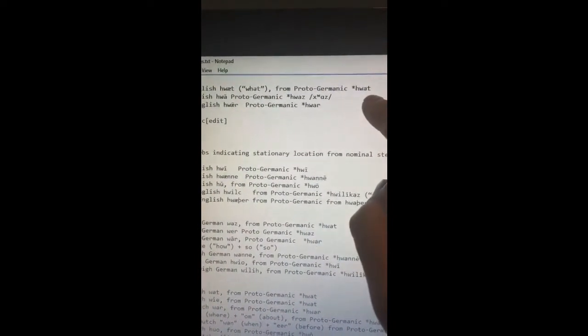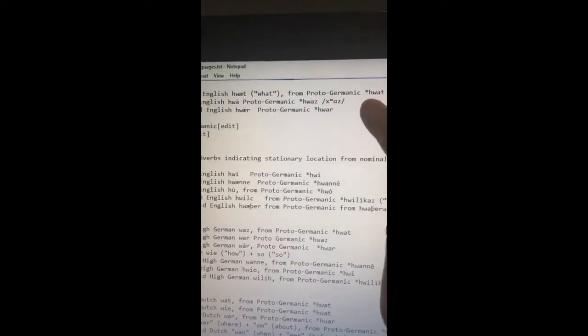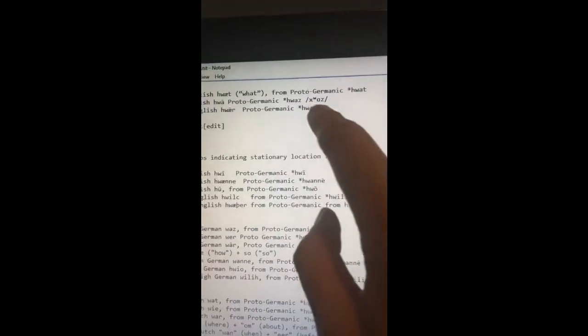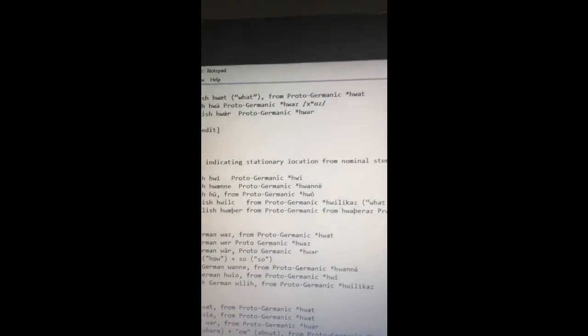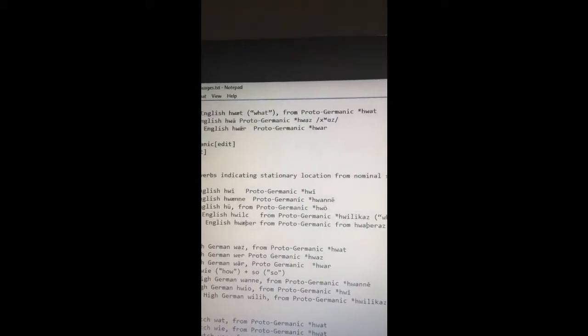What it actually comes from is a version of the word "hwas" in Proto-Germanic. There it is. "Hwas" was the Proto-Germanic word for "what". But now what happened is that we've got different cases. If you don't know, the cases are nominative, accusative, dative, genitive, and those just tell you what role something is playing in a sentence. So the nominative is when something's the subject. If you say something like "he is a man", then "he" is the subject.